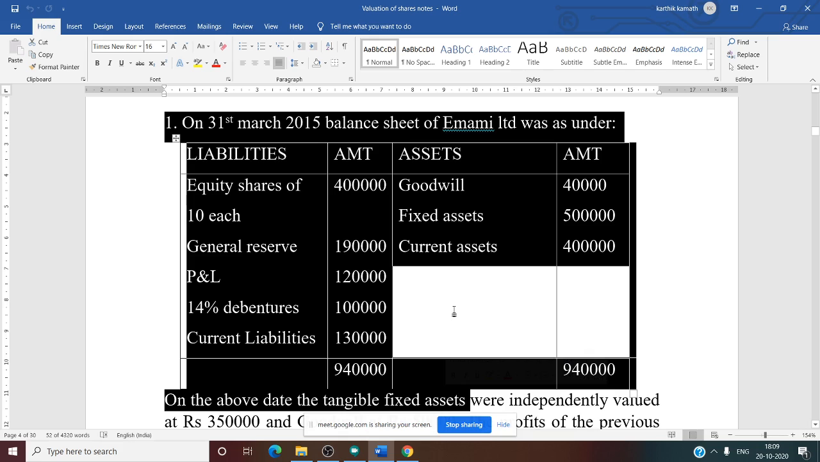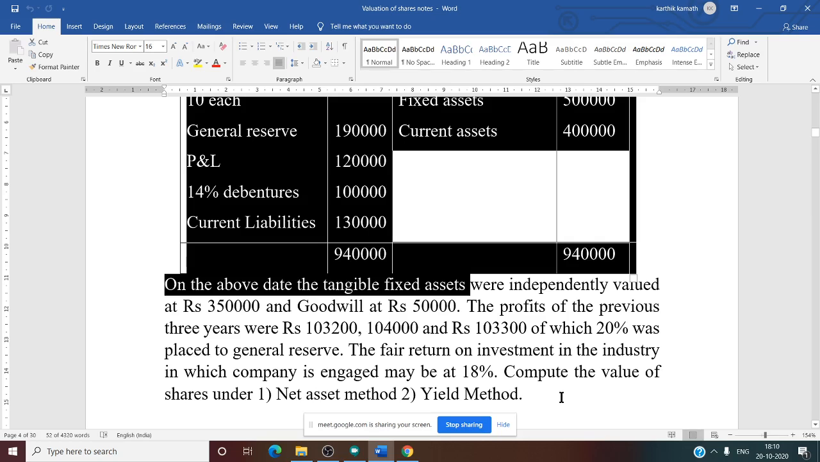So the asset side information they have given with the goodwill, fixed asset and current asset side. On the liability side, equity share capital is mentioned. General reserve is given. Profit and loss account information is mentioned. 14% debenture is given. Current liability is given. Okay. So, now what are the adjustments to this problem?